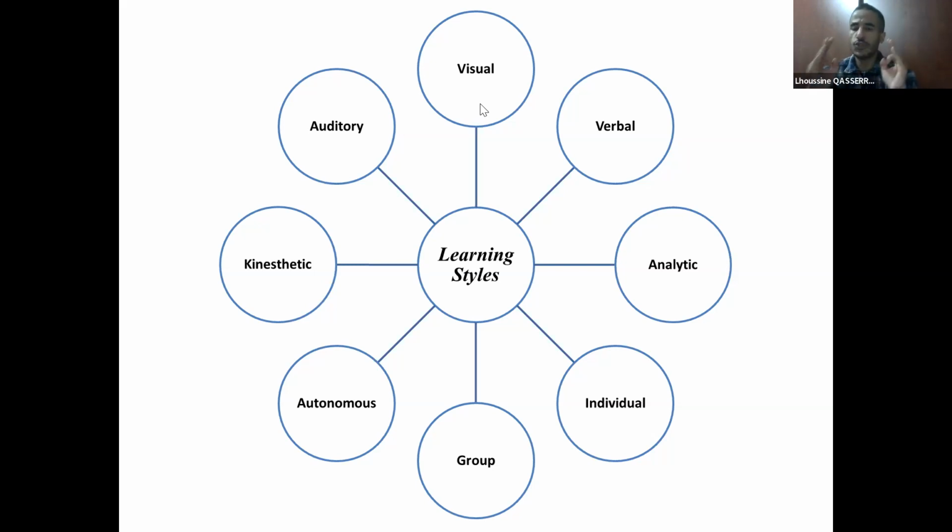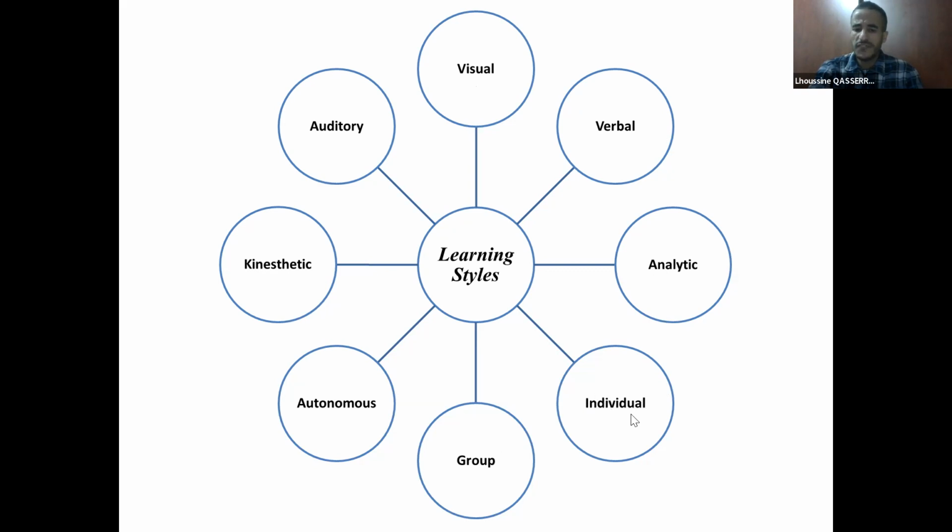So visual learner is a student who prefers to learn by seeing or learns better if he or she sees things. Great. Verbal is a learner who prefers to learn by writing and speaking. So writing and speaking. Thank you, Abdul Ghani, by words. Okay, the words can be spoken or written. Analytic, analyzing, reflecting. Good.